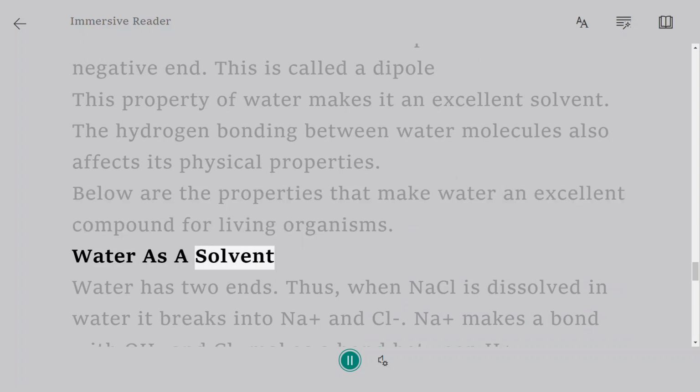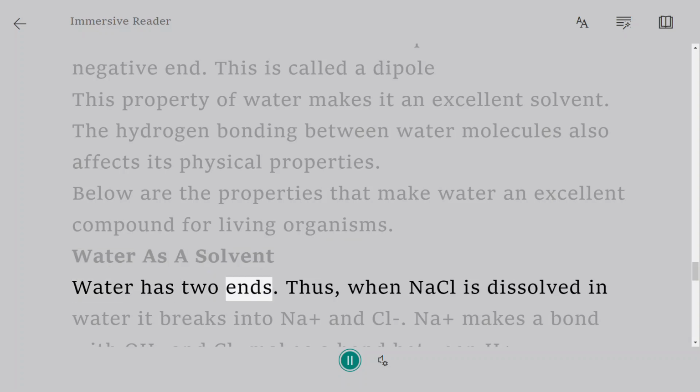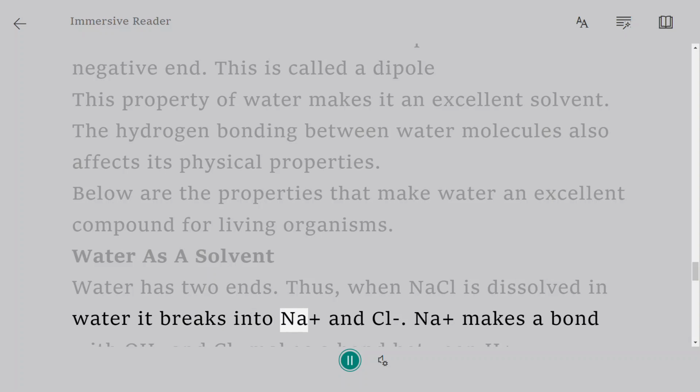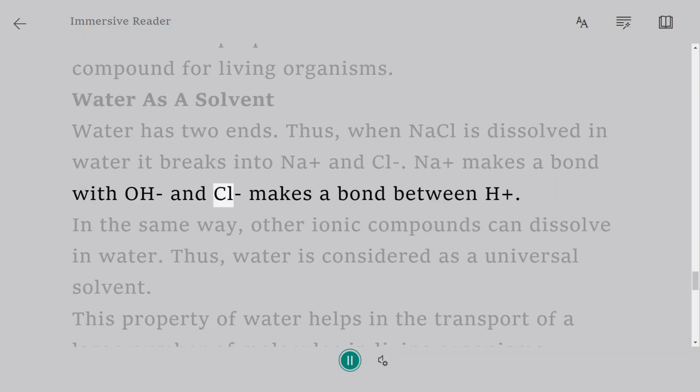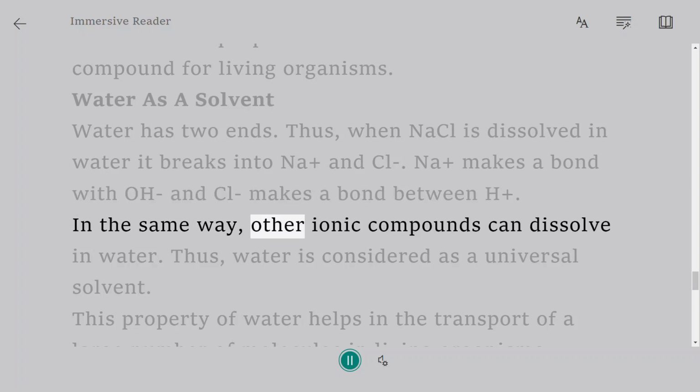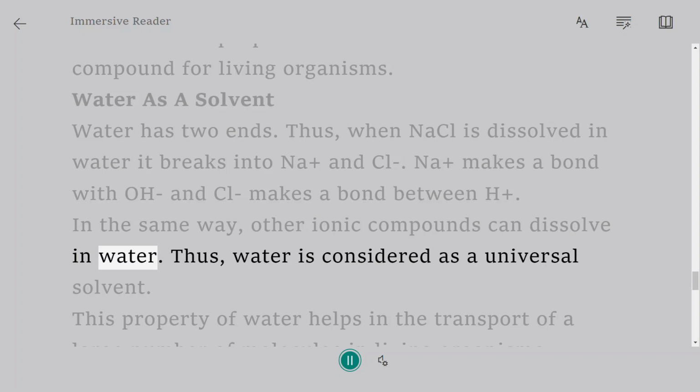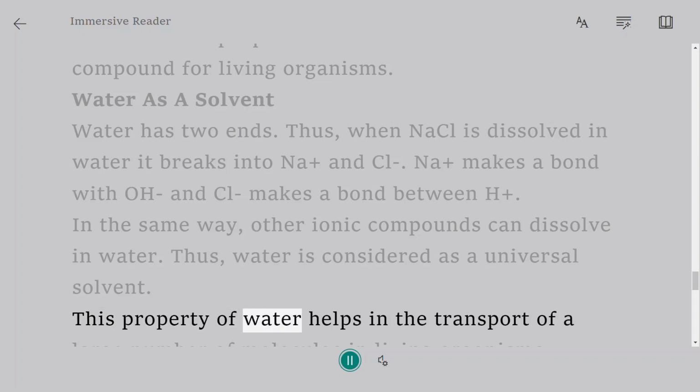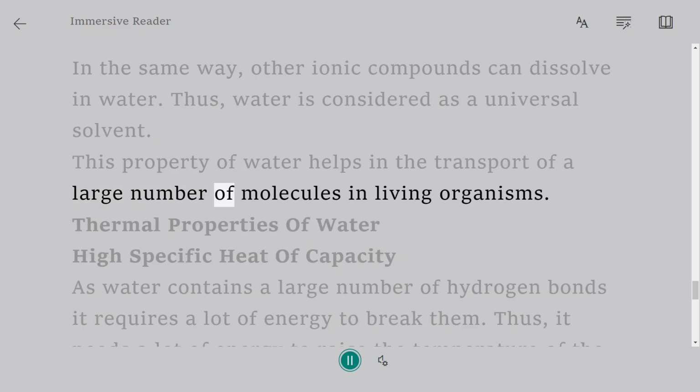Water as a solvent. Water has two ends. Thus, when NaCl is dissolved in water, it breaks into Na+ and Cl-. Na+ makes a bond with OH and Cl- makes a bond with H+. In the same way, other ionic compounds can dissolve in water. Thus, water is considered a universal solvent. This property of water helps in the transport of a large number of molecules in living organisms.